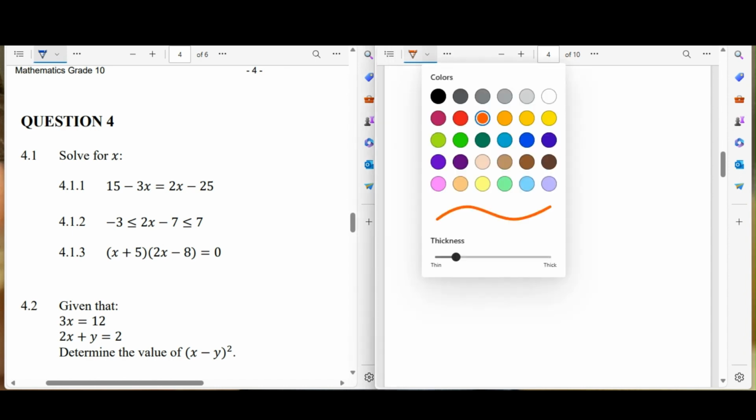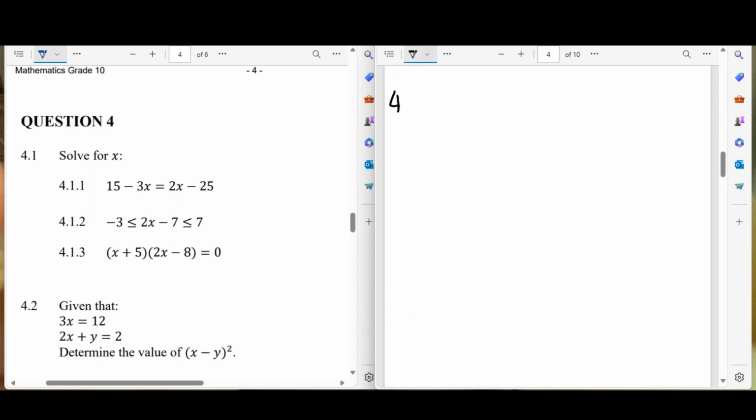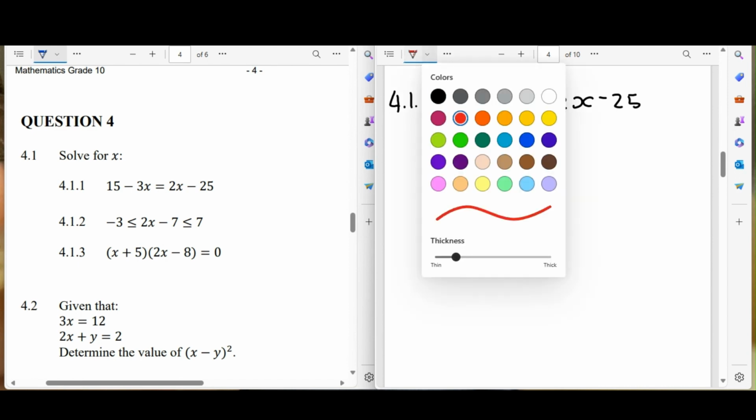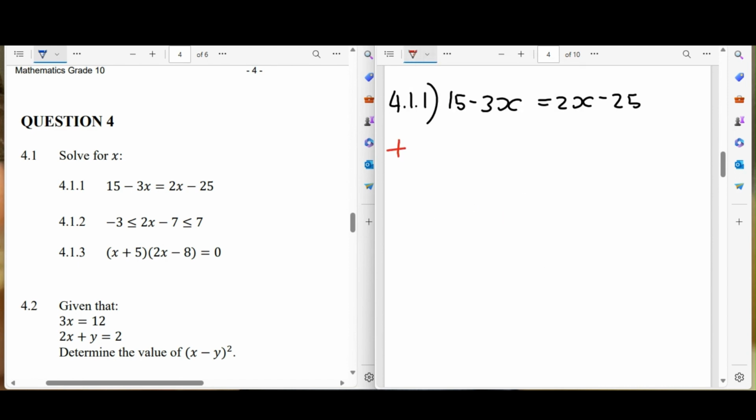So question 4.1, we need to solve for x. So 4.1.1. Okay, so 15 minus 3x is equal to 2x minus 25. With a question like this, if it's an equation and you're trying to solve for x, you always want to get it into the form where you have just x on one side and just numbers on the other side. So that is what we are aiming for with this one.